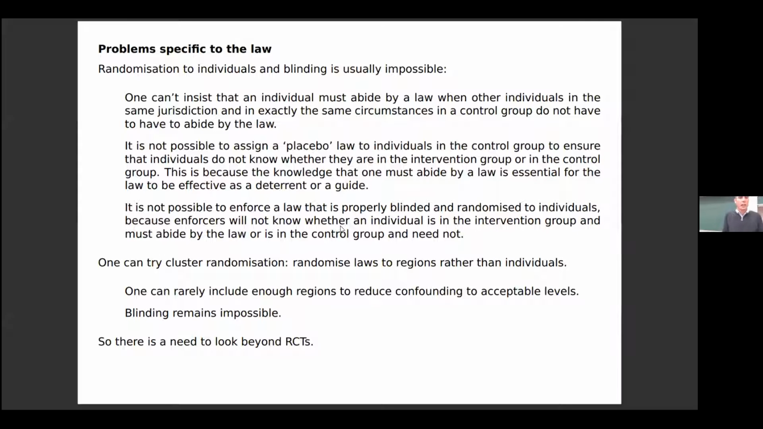An alternative is to try cluster randomization. So this is to randomize laws to regions rather than individuals. And sometimes regulations are tried out on regions, usually not randomly. But rarely can one include enough regions to reduce confounding to acceptable levels. So we're not going to get results that establish the effectiveness of laws by using cluster randomization. And blinding remains impossible. So the EBM model of looking at RCTs isn't really going to help in the law.